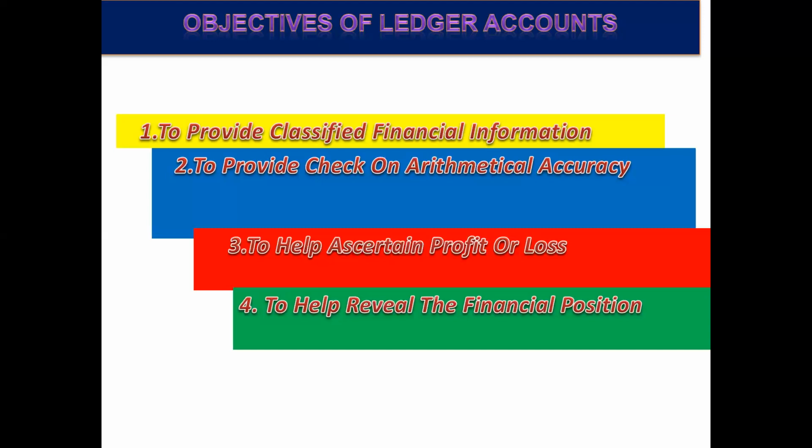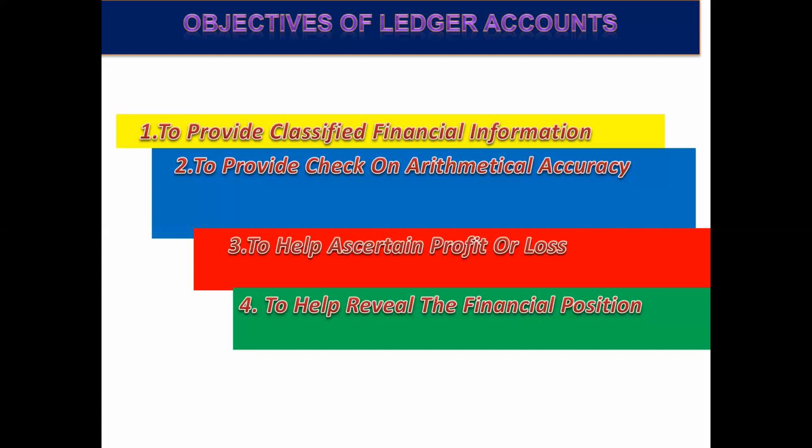The next one is to help ascertain profit or loss. After preparation of the ledger account, you can see the debit balances and credit balances of each and every account. Based on this, you can assess how much you are running in profit or whether you are running in loss. You are maintaining profits or loss. You can find that out with the help of the ledger account. So that is also one more objective.